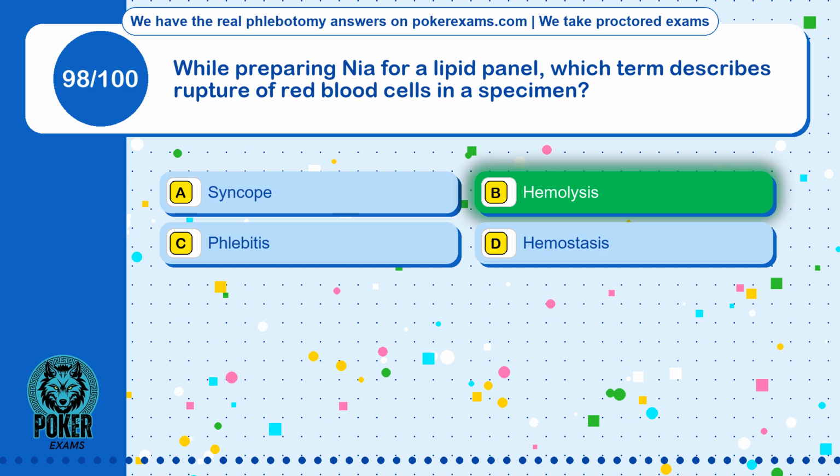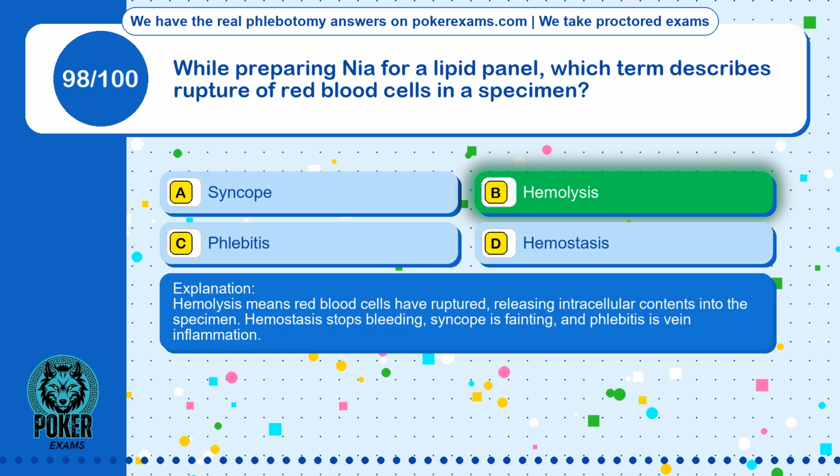Hemolysis. Hemolysis means red blood cells have ruptured, releasing intracellular contents into the specimen. Hemostasis stops bleeding, syncope is fainting, and phlebitis is vein inflammation.